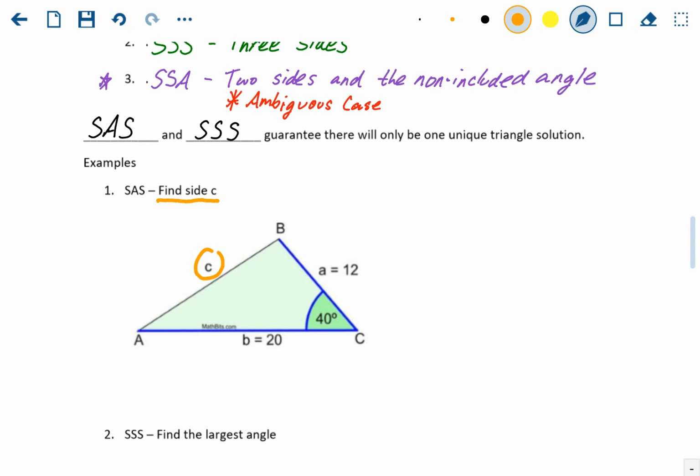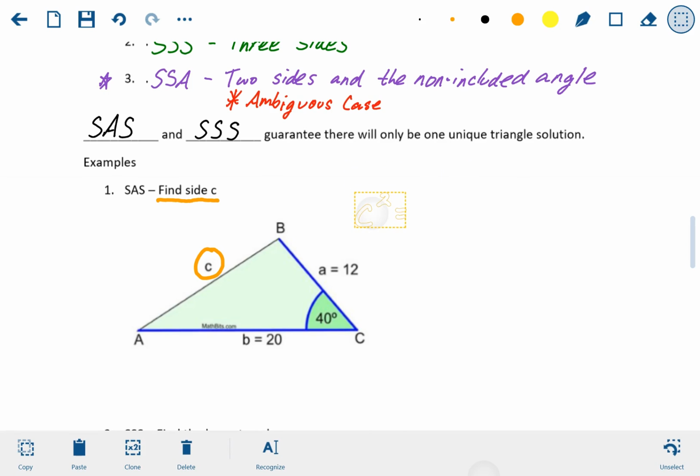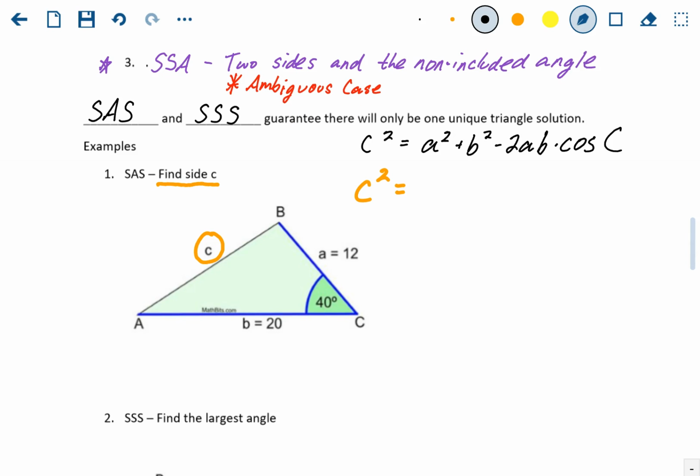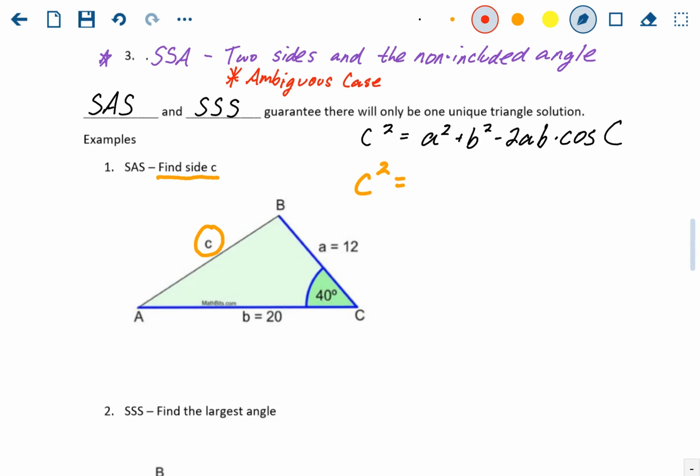First up is side-angle-side. Find side C. All right, well, C's right there. Okay. So we're going to find the formula using C squared. I'm going to rewrite the formula above it so I don't flip over pages. So C squared equals A squared plus B squared minus 2 times A times B times cosine of C. Okay. Again, bookend, C's on both sides.